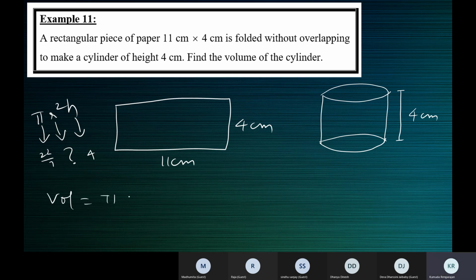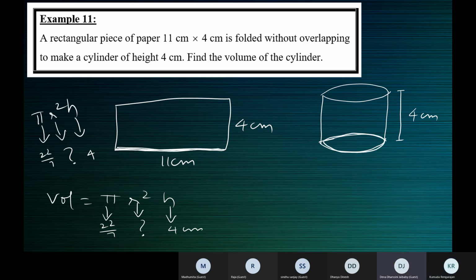Volume formula is pi r square h. Pi, the value is 22 by 7. H is given, 4 centimeters. R square, r is not known. So you should first find r and then find volume. How to find r? Now, will you agree if I say that the length of the rectangle, the length 11 centimeters, the length of the rectangle, what happens to this length of the rectangle in the cylinder? It becomes a circle. It's turned like this. When we fold it, it gets a circle.